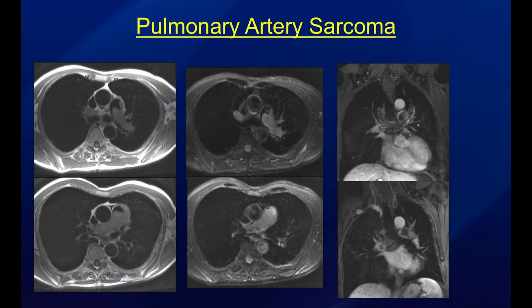This was a very interesting case of a sarcoma that was extending into the pulmonary arteries. This patient looked like they had pulmonary embolus, extensive pulmonary embolus, but when it was biopsied, it was actually a sarcoma.